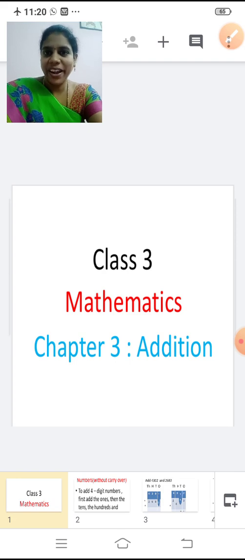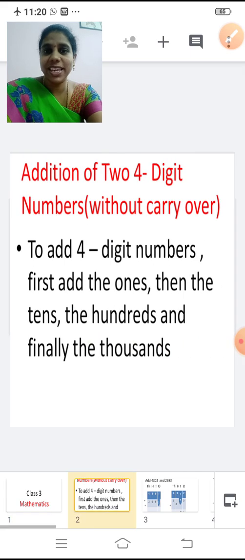Chapter number 3, addition. Now we are going to continue the addition. Are you all ready? Yes. Now tell me, what do you mean by addition? Addition is counting forward, right? So today we'll see addition of two 4-digit numbers.